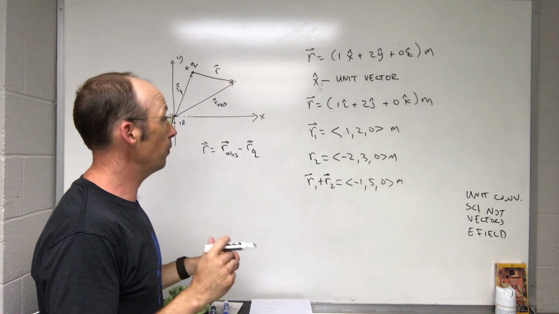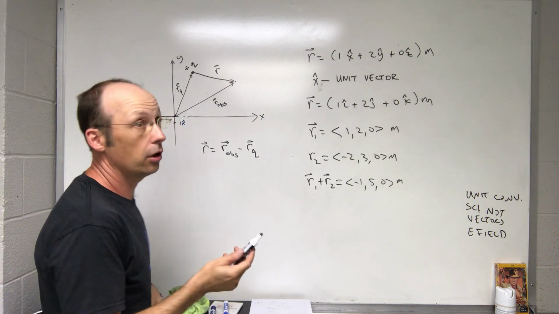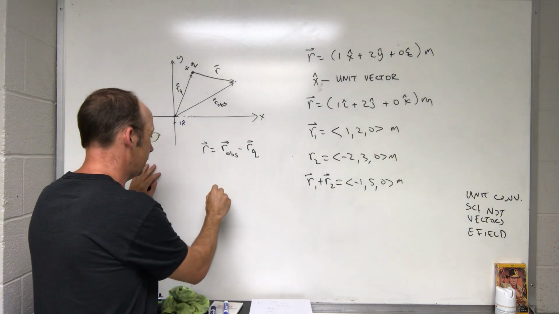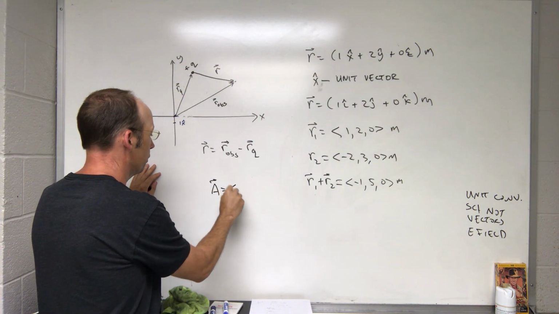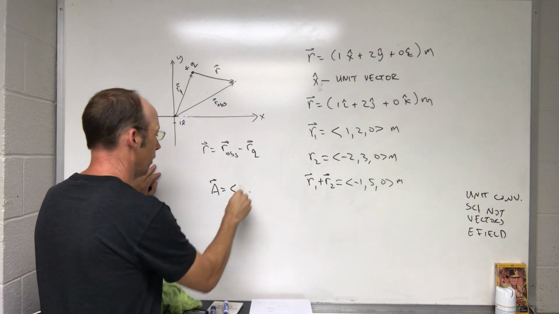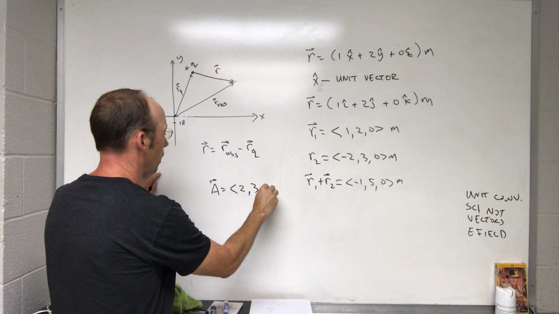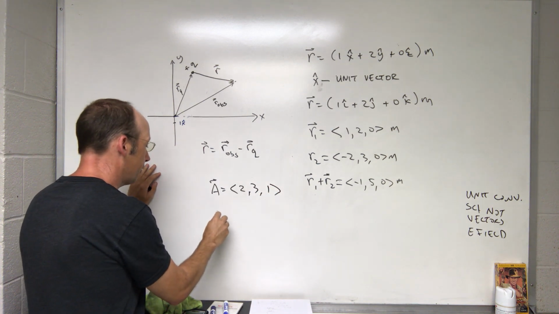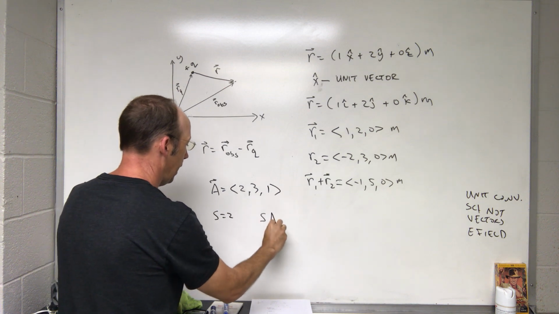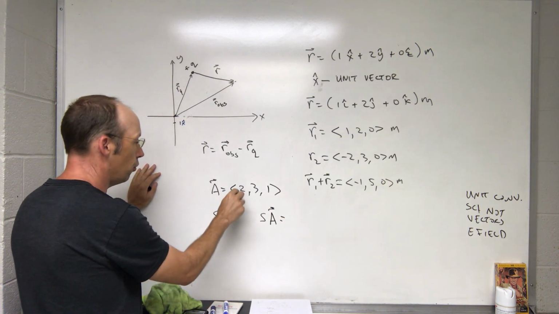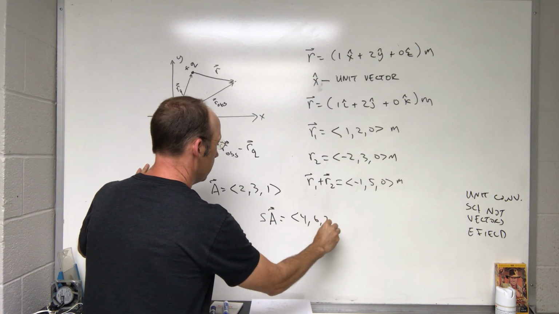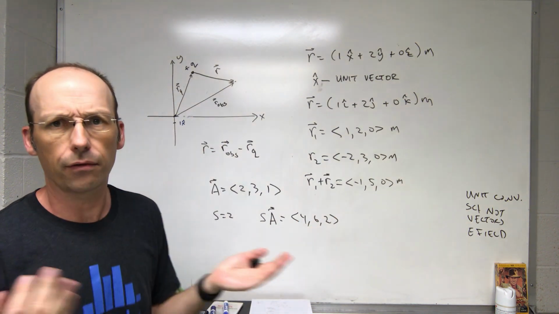A couple other things that we can do with vectors. I could multiply by a scalar. I'm not going to have a real vector here, but let's say I have A equals 2, 3, 1. I changed my mind between a 2 and a 3 in the middle of that. And I have some scalar factor of 2. Then I can write S times A. It's just going to be this 2 times each of those components. So it'd be 4, 6, 2. And then whatever the units are that they multiply together.